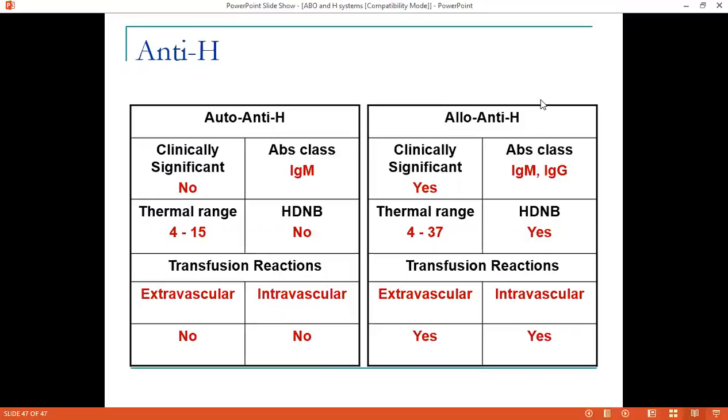So this wraps it up. I'm sorry that there's two different slides, PowerPoints for this. It just shut off in the middle of it.